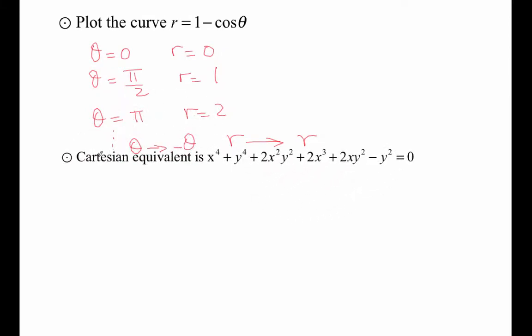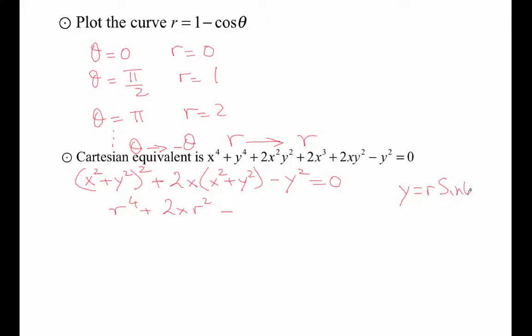In fact, the Cartesian equivalent of r equals 1 minus cosine of theta is going to be this. Let's just check that before we plot the curve. So this over here I'm going to write as x squared plus y squared squared. So that's the first 3 terms in here. Then I'll take 2x common, and here is x squared plus y squared, and then there's minus y squared equals 0. x squared plus y squared is r squared, so that's r to the fourth plus 2x r squared minus y squared. And now instead of y, I'm going to write y equals r sine theta, and instead of x, I'm going to write r cosine theta.